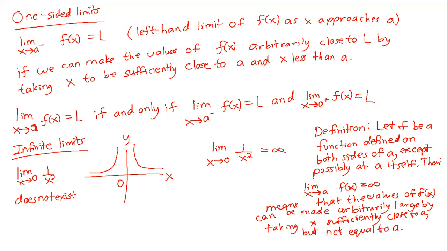You could imagine something similar if it was going to be negative infinity. So the values could be made arbitrarily large negative as we want, taking x sufficiently close to a, but not equal to a. And then there's also the definition of a vertical asymptote, which is related to all of these. Vertical asymptotes are when some of these limits, on the left or the right, or just as x approaches a, are equal to infinity.